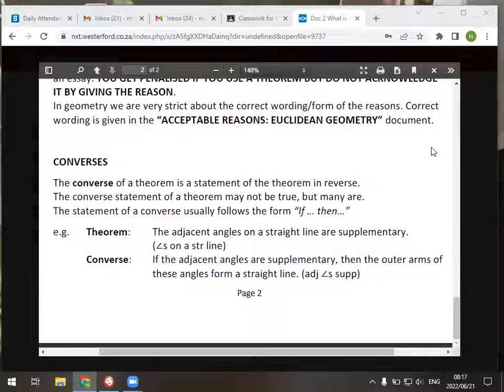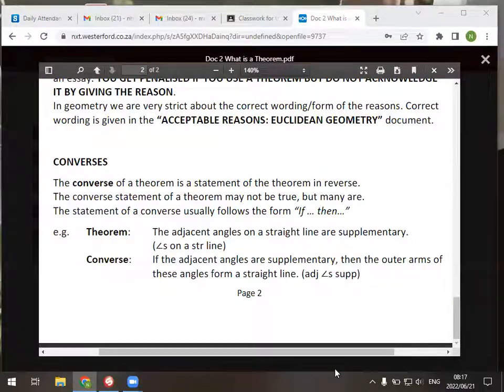Now just quickly, converse. The word converse you have not heard in a mathematical context before, I don't think. They're just saying the converse of a theorem is a statement of the theorem in reverse. All right, so the example that they've given here is the adjacent angles on a straight line are supplementary. All right, so that is a theorem, angles on a straight line. Now, if you reverse that theorem, that would be the converse of it.